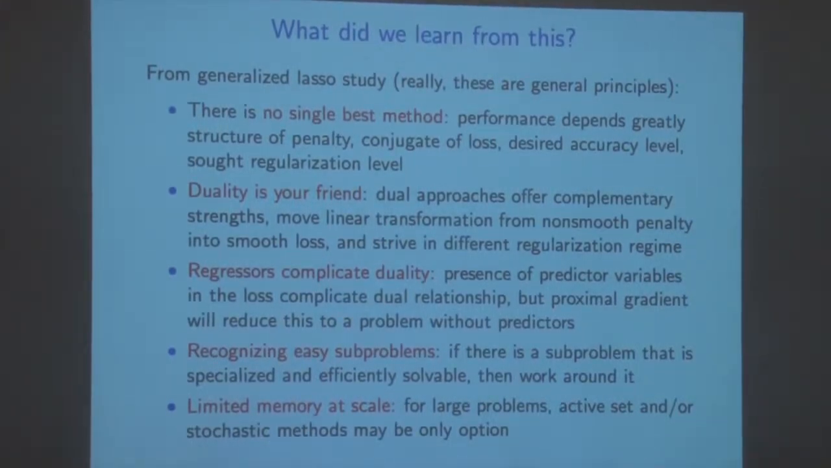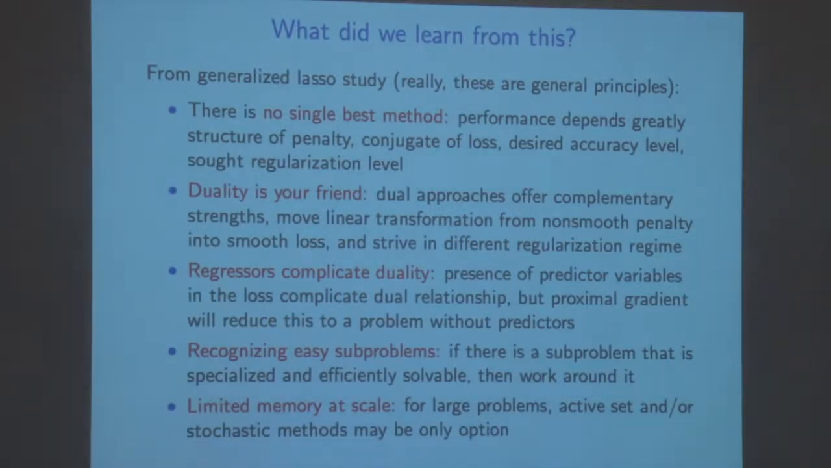So the first thing we saw was that there's no single best method. The performance is going to depend greatly on the structure of the penalty or the regularizer that you're using. If you're going to the dual, it depends on the conjugate of the loss. Is that possible to derive? Depends on what accuracy level you want. Do you want an accurate solution or not? And it depends on the sought regularization level. It depends on lambda. We even saw that at different levels of lambda, different methods thrive.